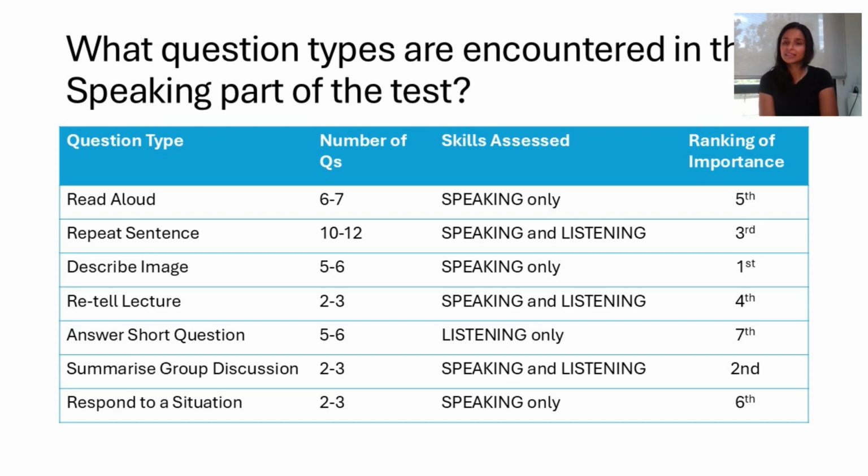Then you have describe image. Third question type that you will see, you have to do this 5 to 6 times, assesses only your speaking, but it is the single most important question type of the test. It contributes up to 31% of your speaking score, and that is really, really important. Okay, after that, you have Retell Lecture, 2 to 3 times, is the fourth most important question type. Answer short question, summarize group discussion, 2 to 3 times, and it is the second most important question type in the speaking test. Funny that.